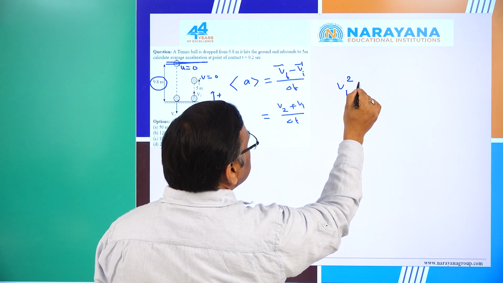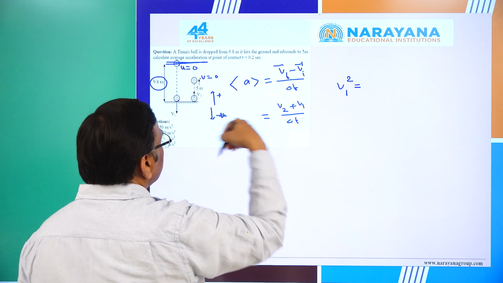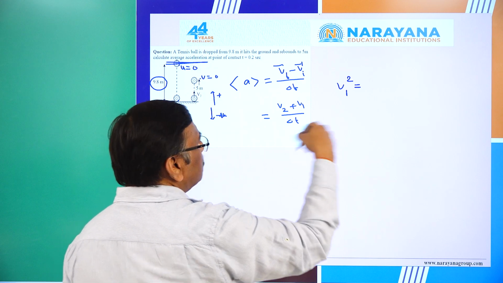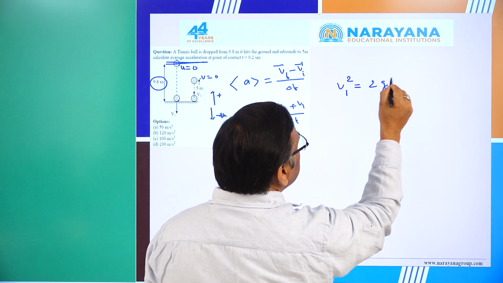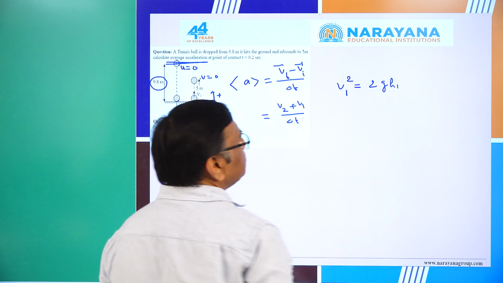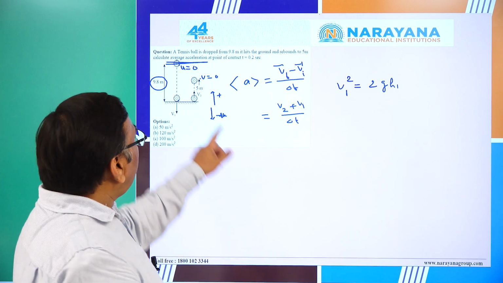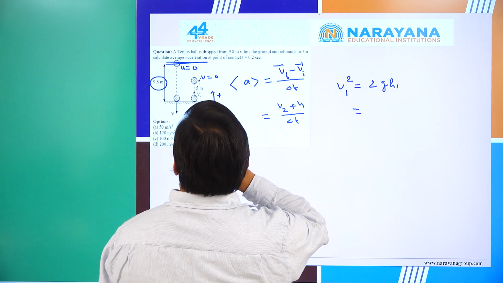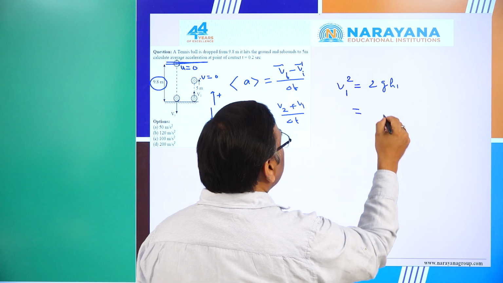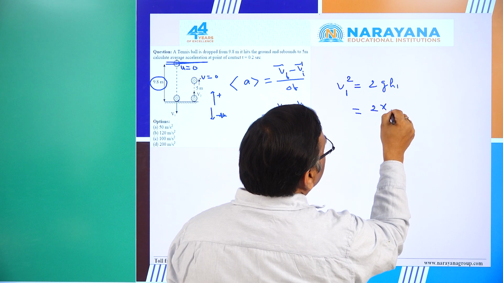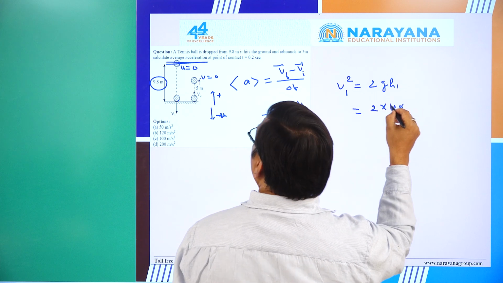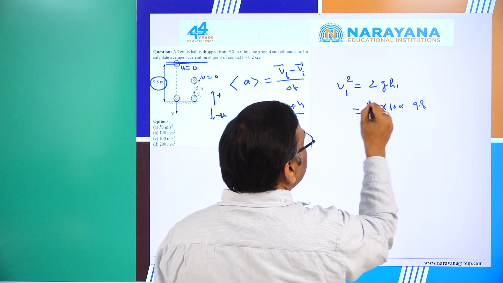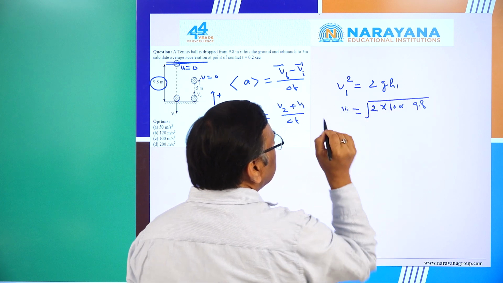I can write V1 squared is equal to U squared, with the body coming in the downward sense. So A is downward, H in the downward direction. So it is going to be 2g into H1. H1 is given to be 9.8. G value is not given, so let us take it to be 10 only. If I consider 2 into 10, or 9.8, it is going to be H is 9.8. If I write my V1, it is going to be this much.